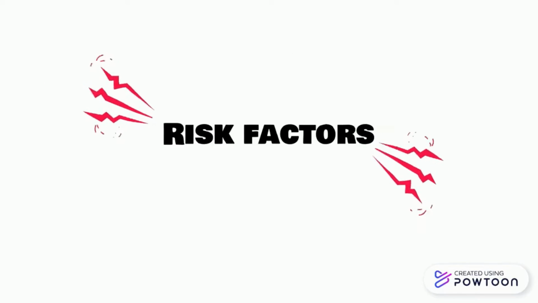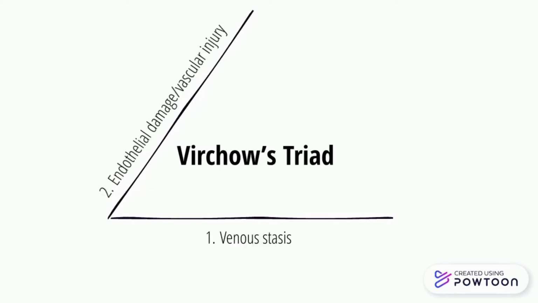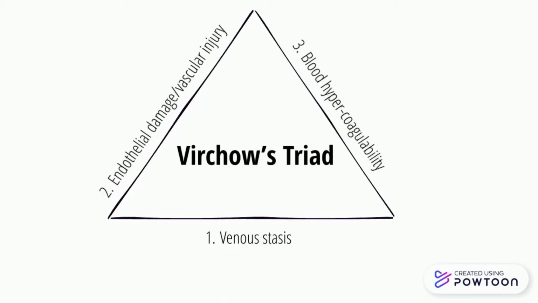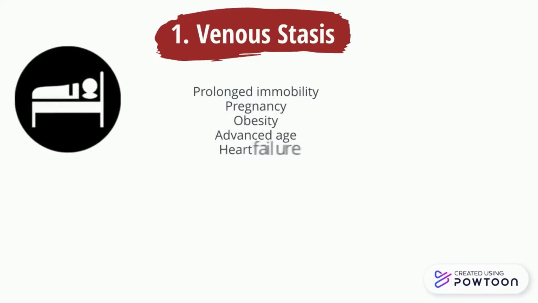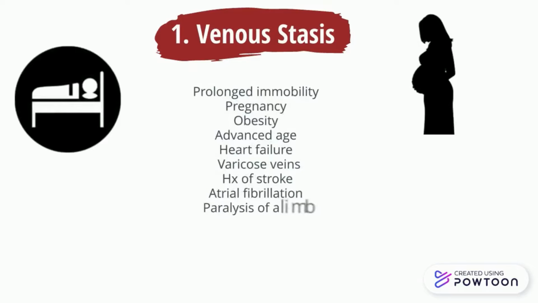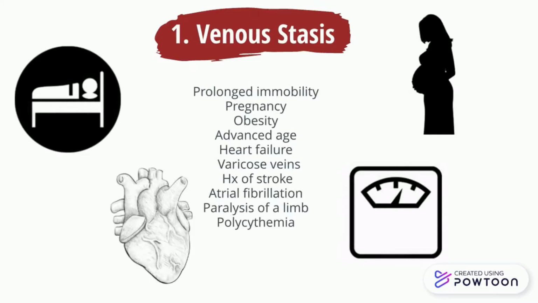Risk factors for developing a DVT fall into three broad categories that make up Virchow's triad. The three broad categories are venous stasis, endothelial damage or vascular injury, and blood hypercoagulability. The first category, venous stasis, is also known as low flow through the veins. Some examples could be prolonged immobility when the calf muscles aren't contracting as much, which would normally assist blood flow back to the heart, pregnancy and obesity, which increase pressure on the veins, polycythemia, which is an overproduction of red blood cells that increase the viscosity of the blood, and other examples seen here.